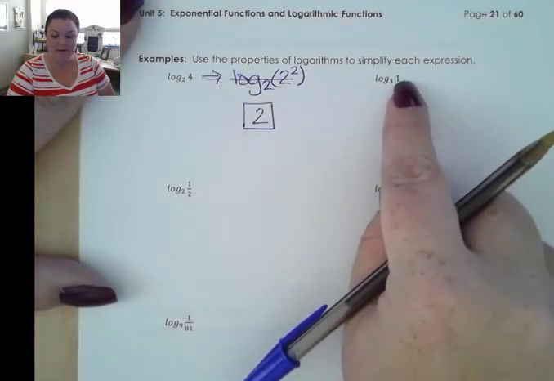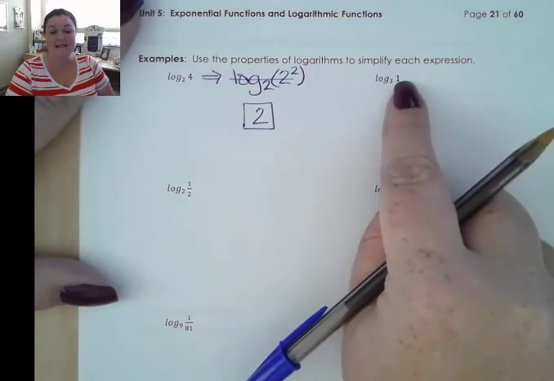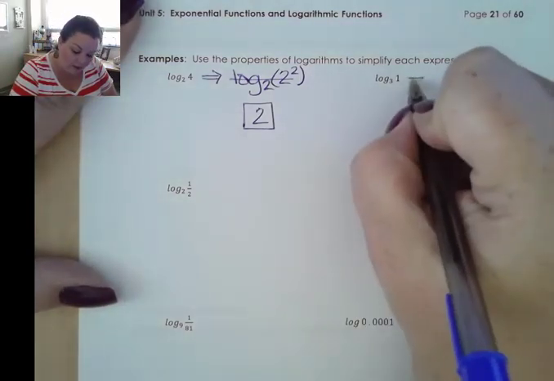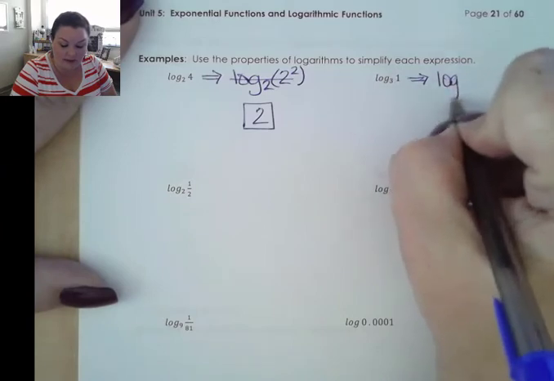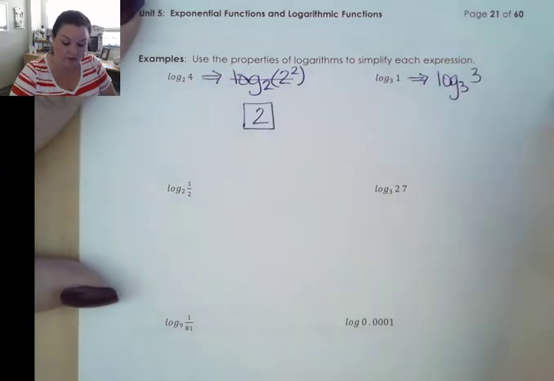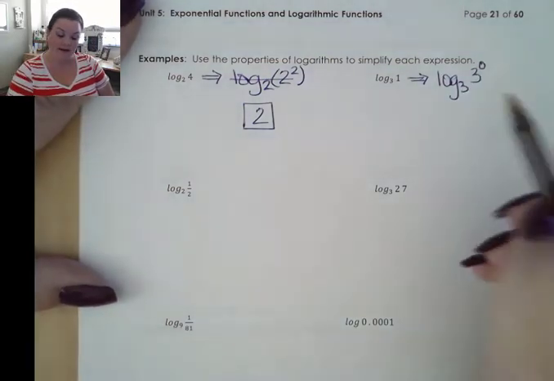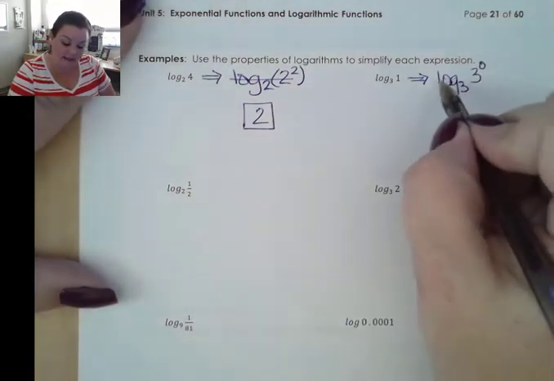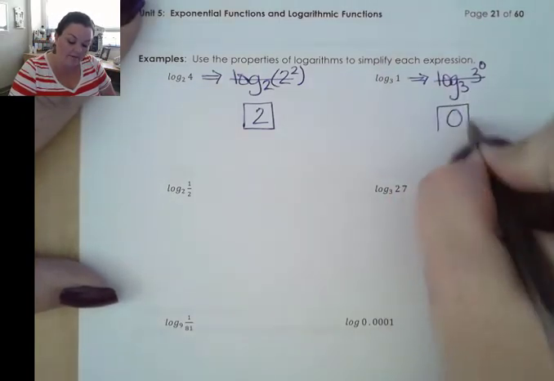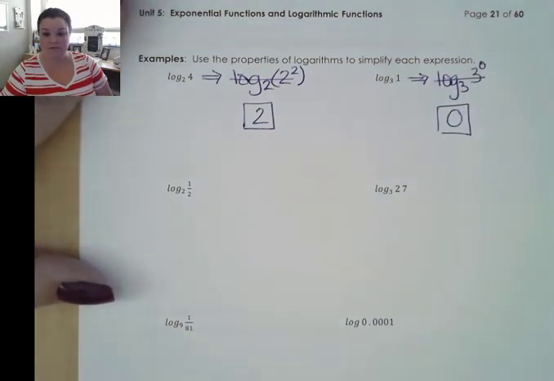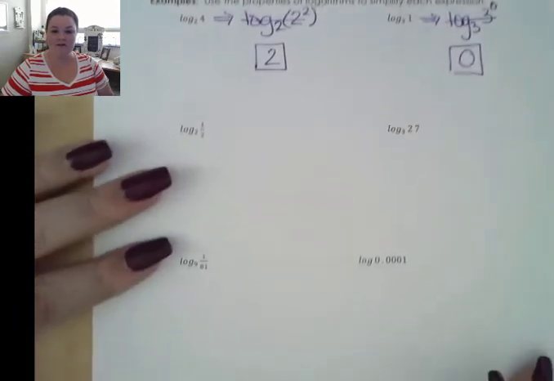So I'd really like to be able to write that 1 as 3 to some power. And the only way that I can raise 3 to some power and have it equal 1 is if I do 3 to the 0 power, right? Now my log base 3 and 3 will cancel, and I'm left with just 0. Okay, let's look at a few more.